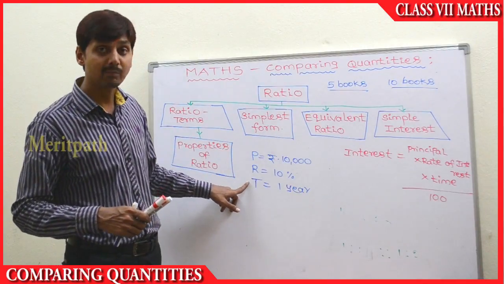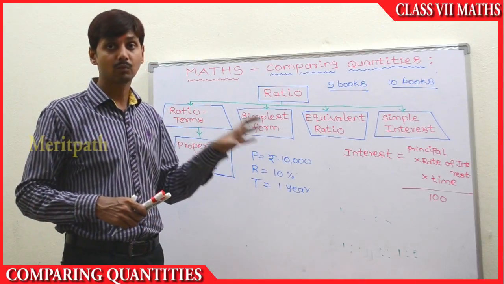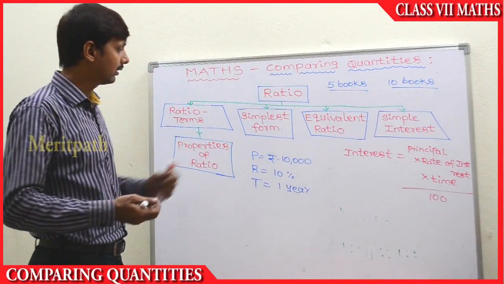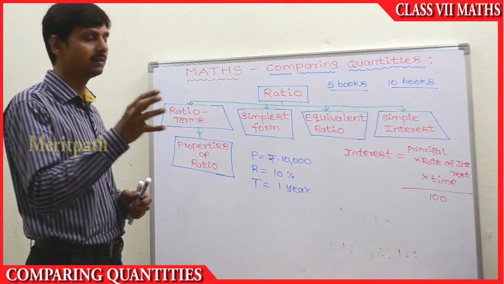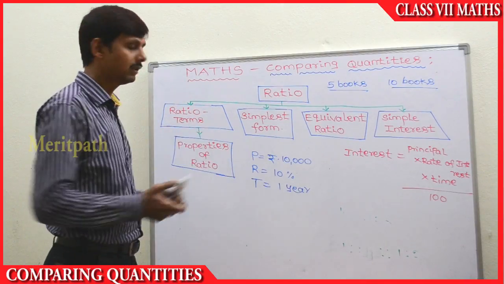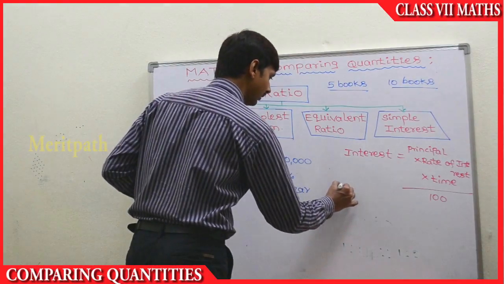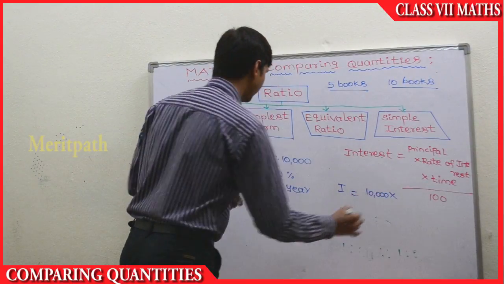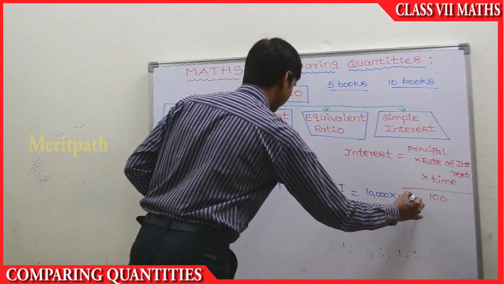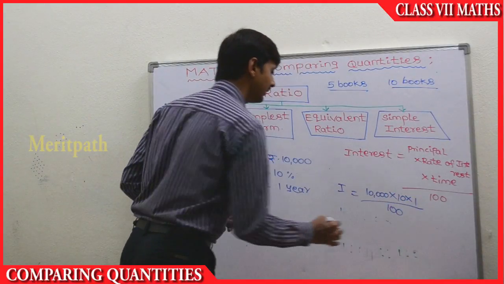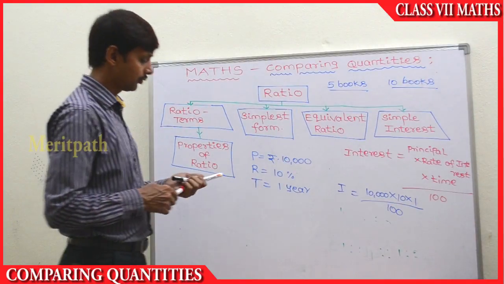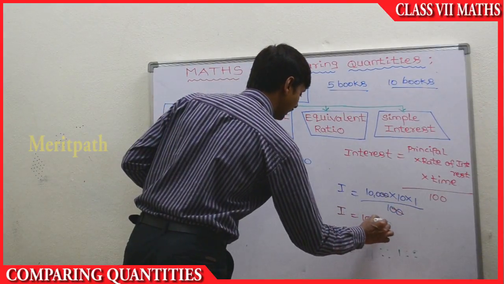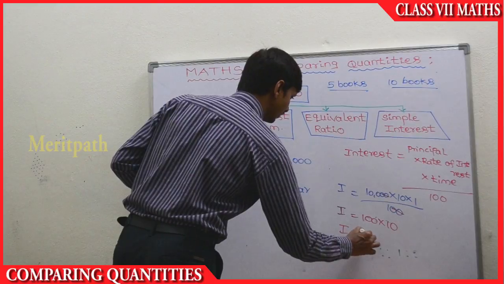After 1 year, how much interest do we need to pay, and what is the total amount we need to pay? Let's find out. Here, interest is equal to principal into rate of interest into time divided by 100. So interest is equal to principal 10,000 rupees into rate of interest 10 into time 1 year divided by 100. There are 2 zeros; let's cancel these 2 zeros and 2 zeros. We get interest equal to 100 into 10. So interest is equal to 1,000 rupees.